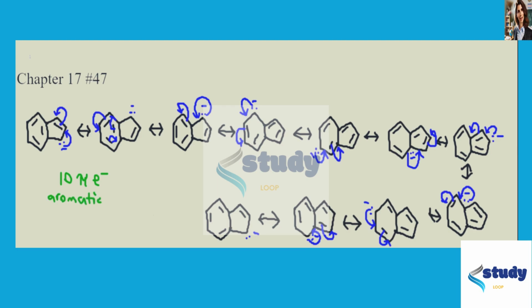And so it's very favorable for it to be deprotonated because the conjugate base is so stable. Remember, stable conjugate base equals stronger acid. That's why indene is so acidic, because when we deprotonate it, we're making an aromatic molecule, and that's very stable. So indene itself is much more acidic than we might otherwise expect. And that's the answer to chapter 17, problem number 47.